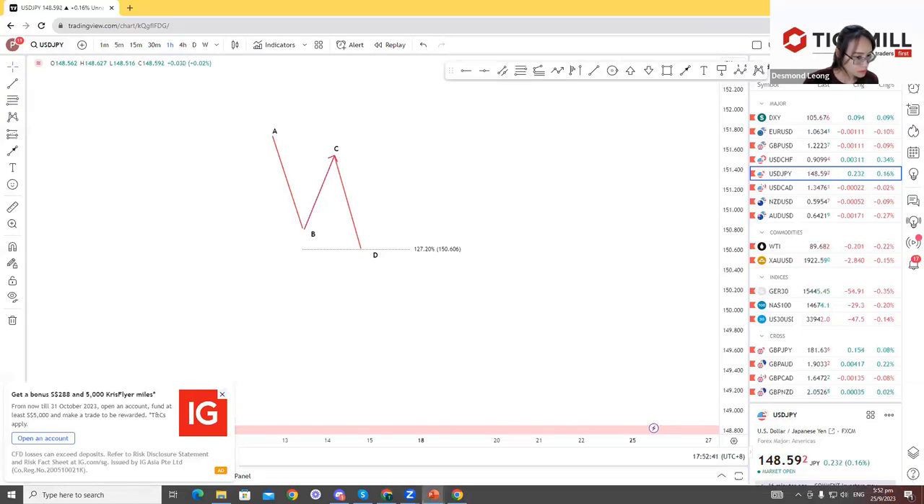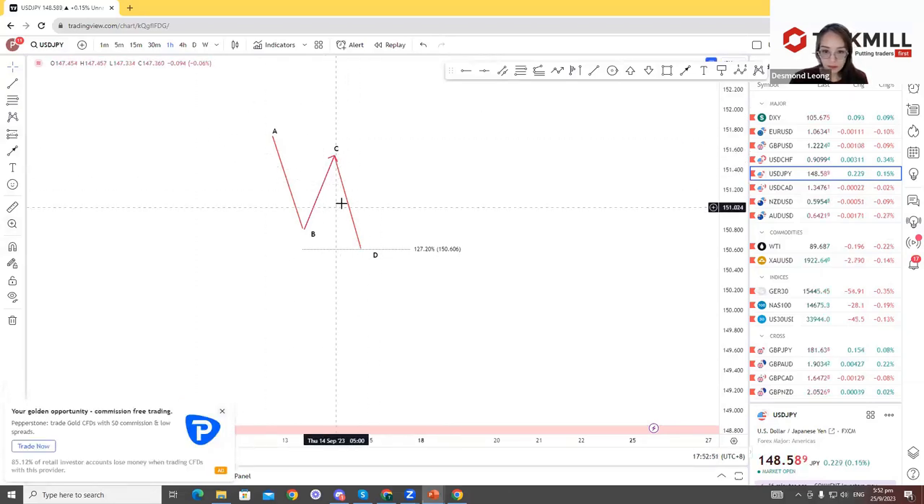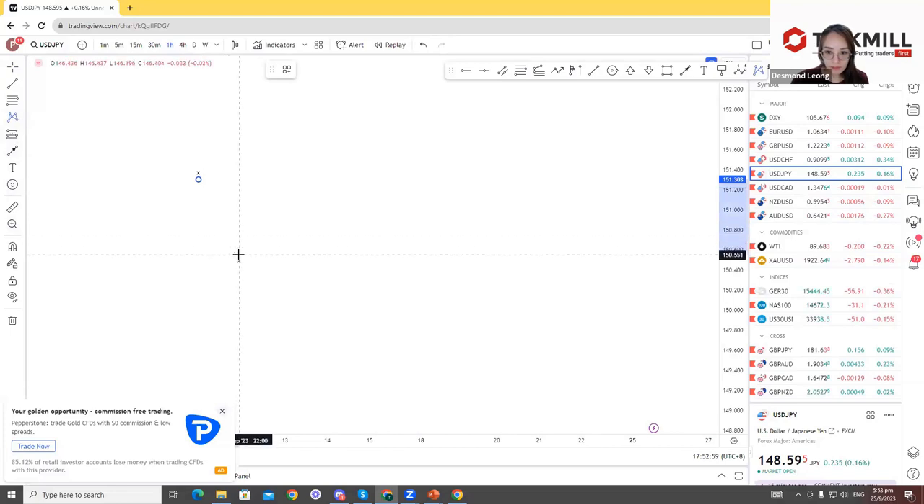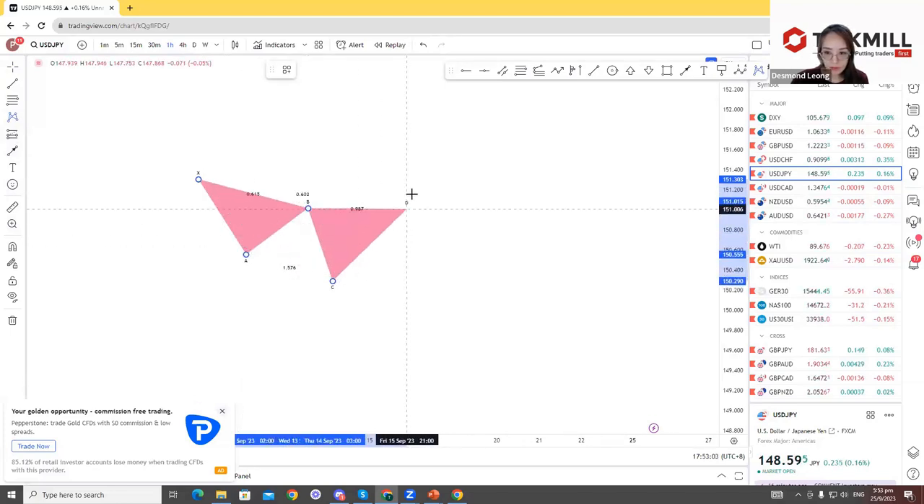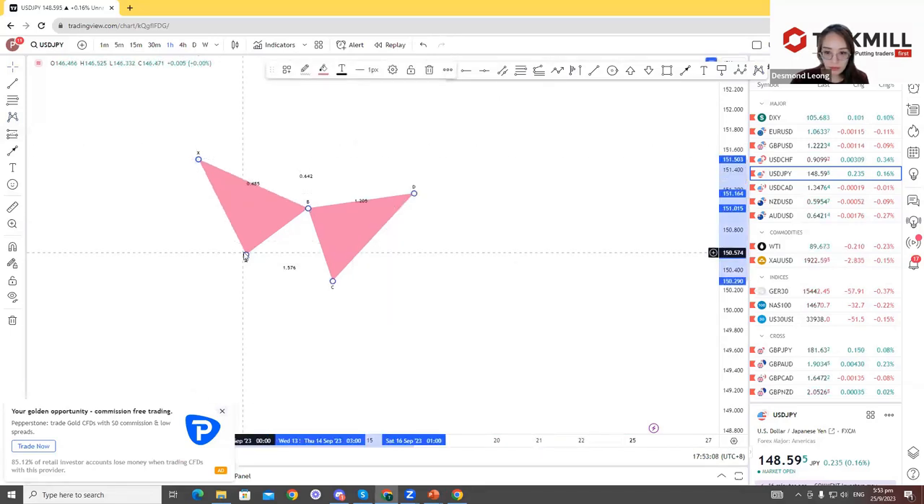Why can't I do this? I try to copy this, but it doesn't allow me. Okay, let me just remove it. What's over here? They say the bat pattern. I'll try to draw the bat pattern for you, for example. Okay, over here.